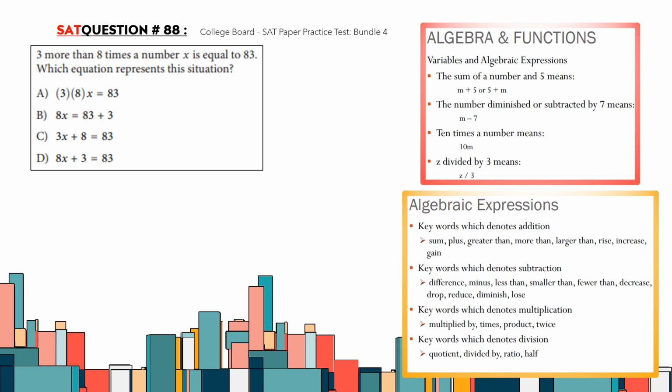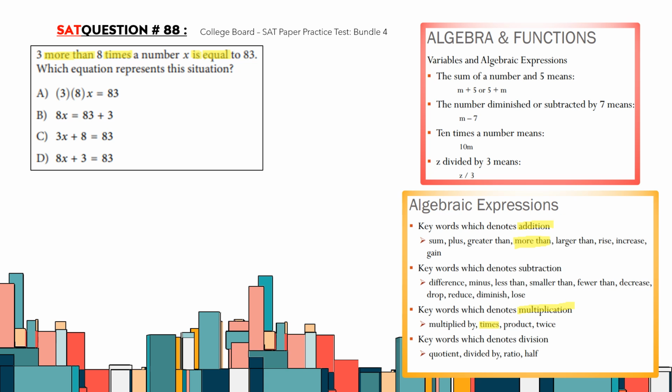So we have a few keywords. 3 more than. Okay, so we have more than is addition. Times means multiplication. Equal, is equal, means equivalent to.